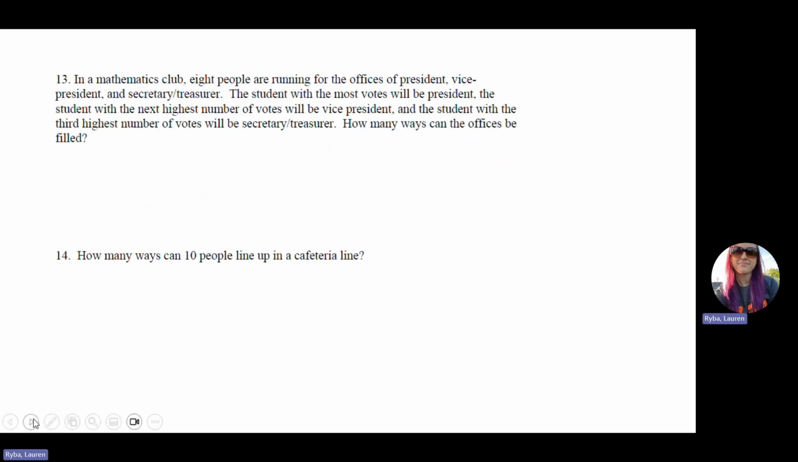So it says, in a mathematics club, 8 people are running for the offices of president, vice president, and secretary/treasurer. So this is 1, 2, 3. The secretary and treasurer is a single position. They're doing both roles. The student with the most votes will be the president. The student with the next highest votes will be vice president, and the student with the third highest votes will be the secretary or treasurer. How many ways can the offices be filled? So we already talked about this. This is going to be a permutation. We have 8 total people, and we are filling 3 slots.